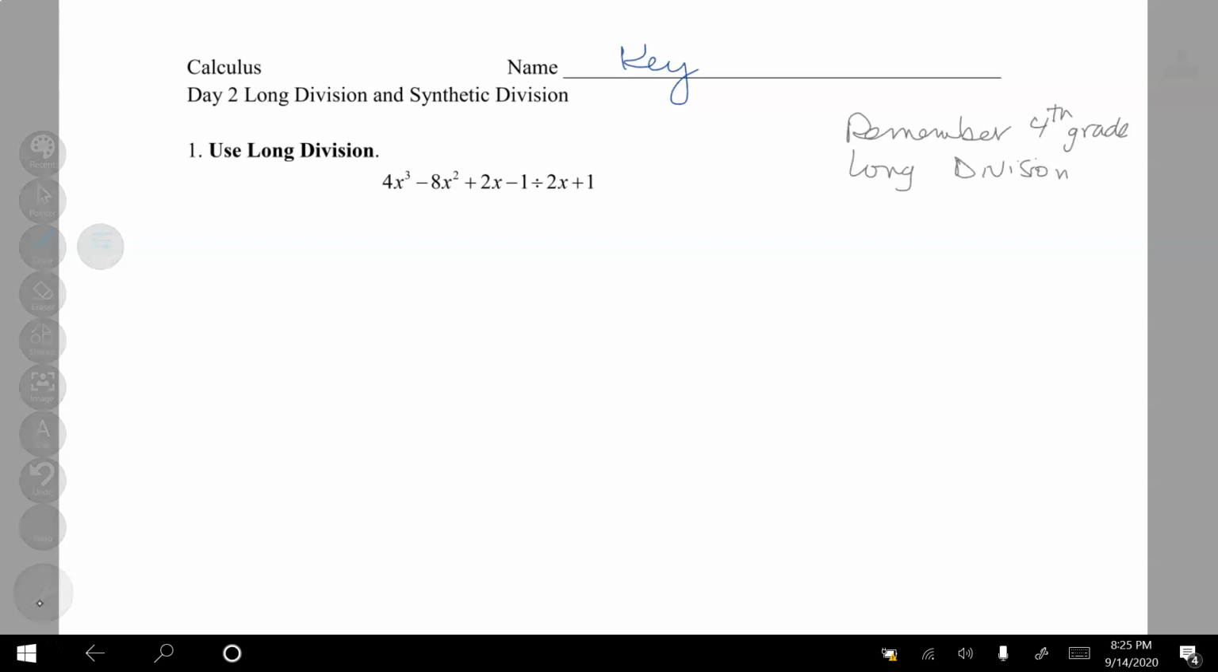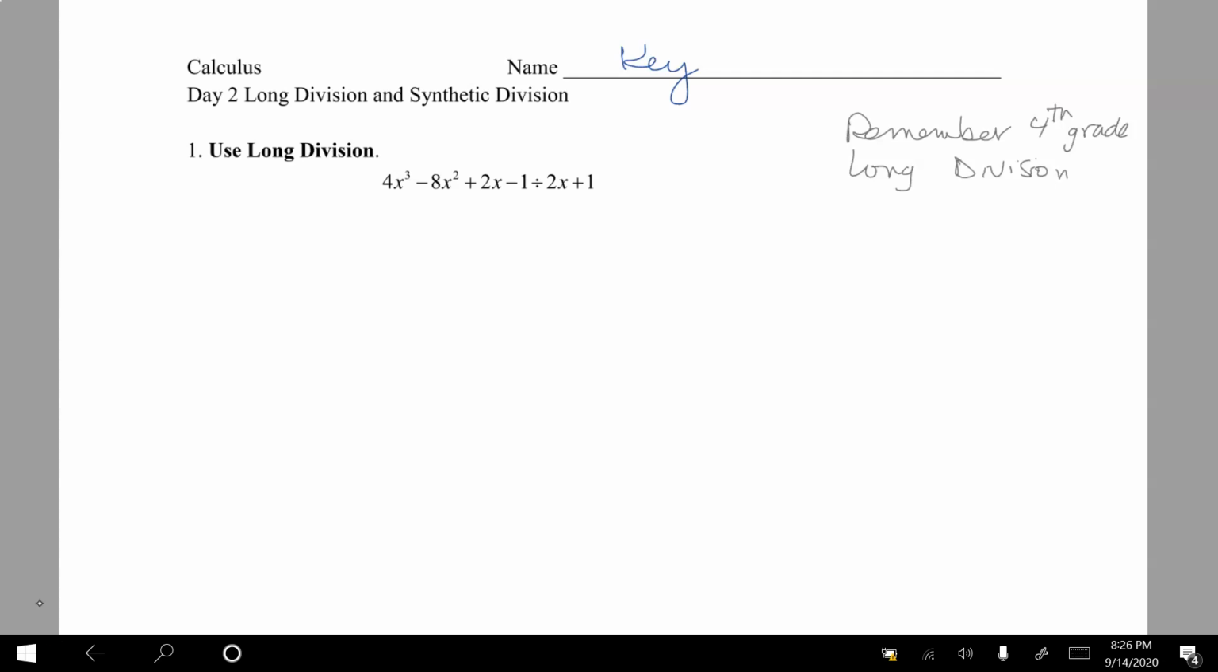It's called long division and synthetic division. Long division is going to be dividing polynomials using a trick that we kind of did in 4th grade. And then synthetic division is kind of a shortcut method of what we're doing now. And I actually really think you're going to like synthetic division.